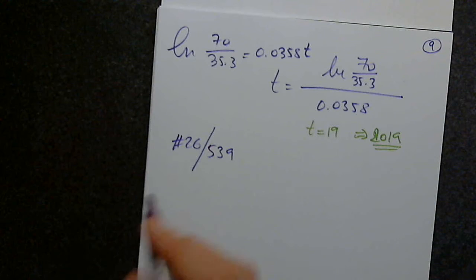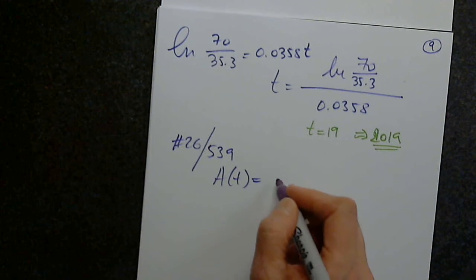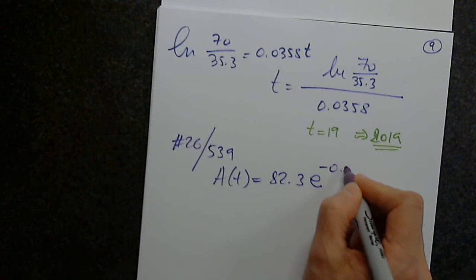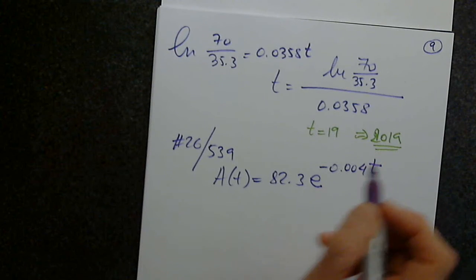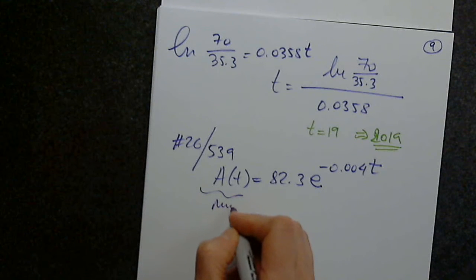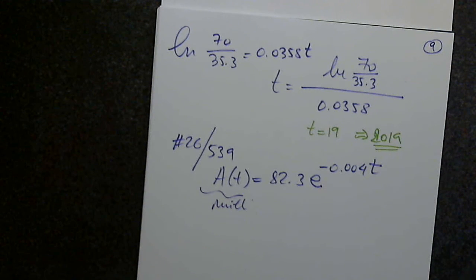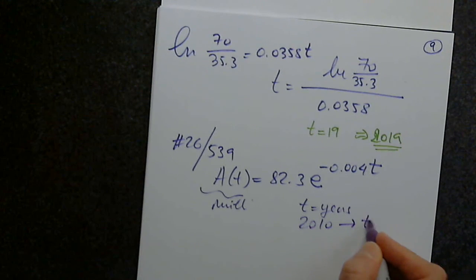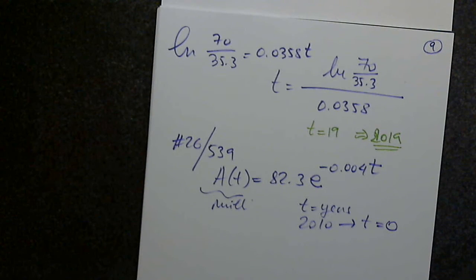Let's read it. The function A of t equals 82.3 e to negative 0.004 t models the population of Germany, A, in millions, t years after 2010. So what does 2010 represent? T equals 0. Good. How is it 0? It is t years after 2010.